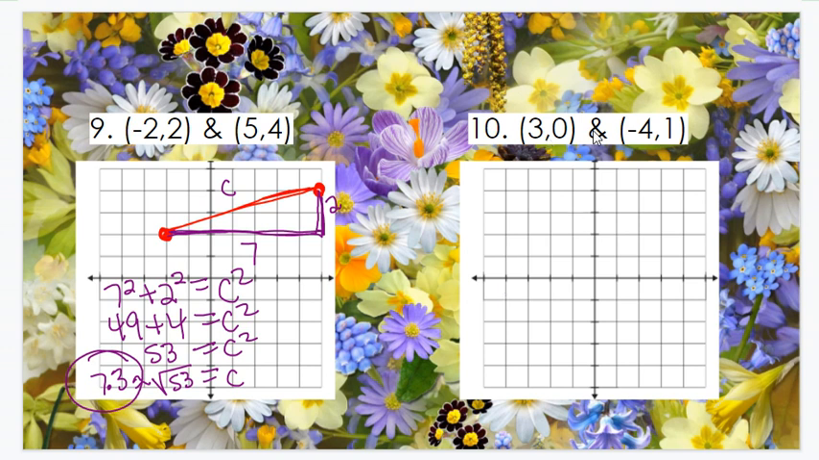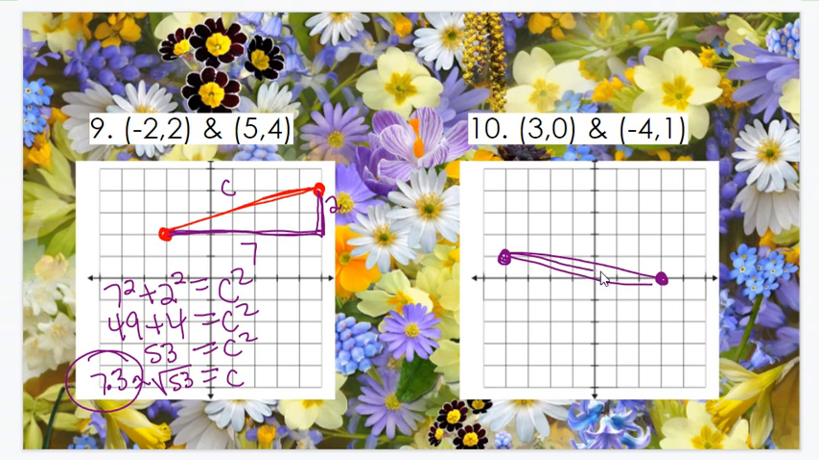All right, number 10, 3, 0. So starting at 0, 0, you're going to go right 3 and then up or down 0, so it's going to be on the x-axis. And then negative 4, 1 means left 4, 1, 2, 3, 4, up 1, and there's that one. All right, so we want to make our right triangle between those points. We're going to find this diagonal.